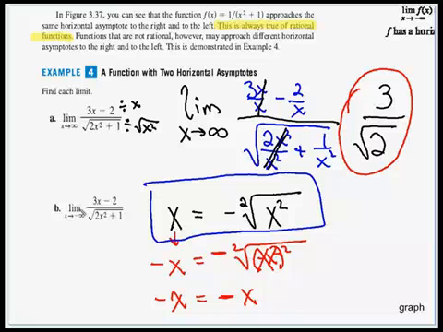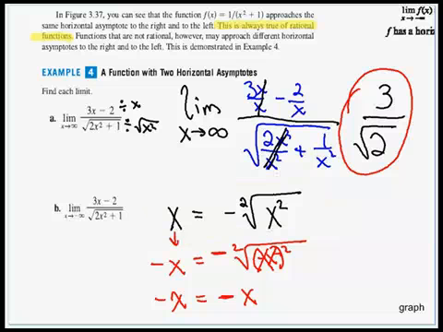And because I'm heading toward negative infinity, when I do my division, I'm going to divide my numerator by x, this x, and I'm going to divide my denominator by this. I will divide by a negative square root of x squared.